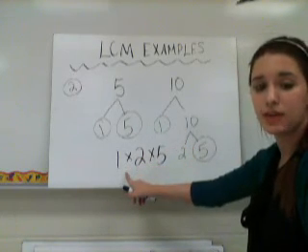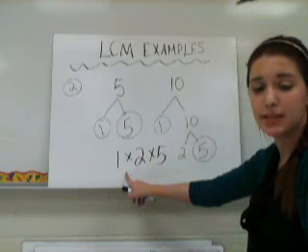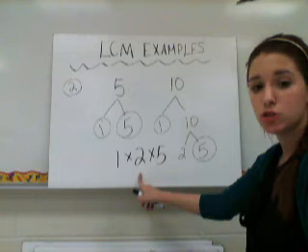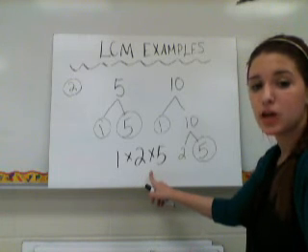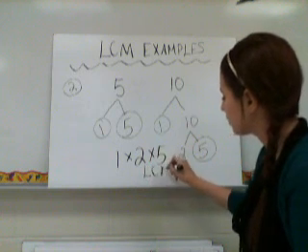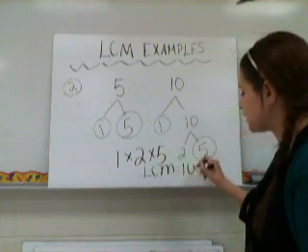Then all I do to find the least common multiple is I multiply these three numbers together. 1 times 2 gives me 2. 2 times 5 gives me 10. So my least common multiple of 5 and 10 is simply 10.